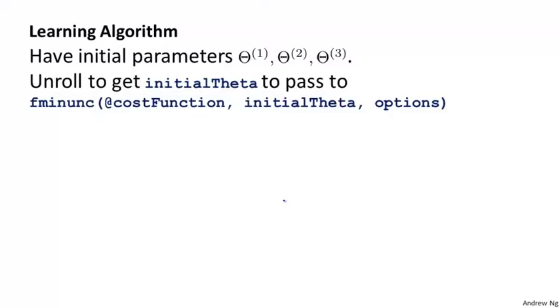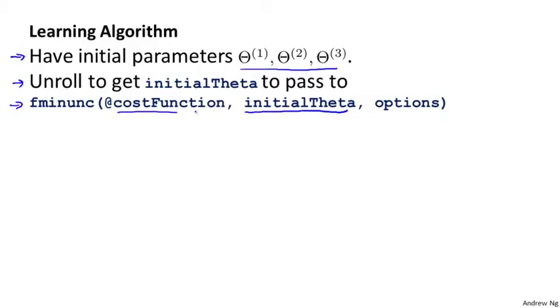To make this process really concrete, here's how we use the unrolling idea to implement our learning algorithm. Let's say that you have some initial value of the parameters theta 1, theta 2, theta 3. What we're going to do is take these and unroll them into a long vector we're going to call initialTheta to pass into fminunc as this initial setting of the parameters theta.